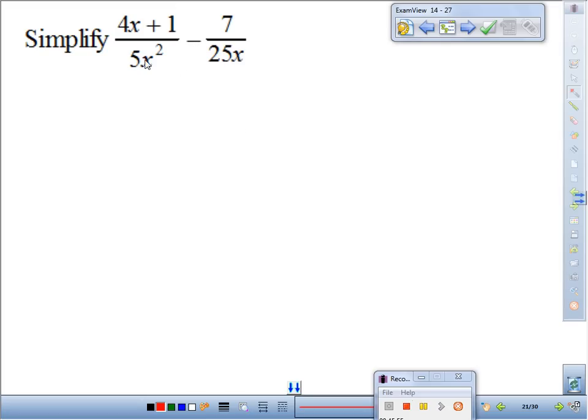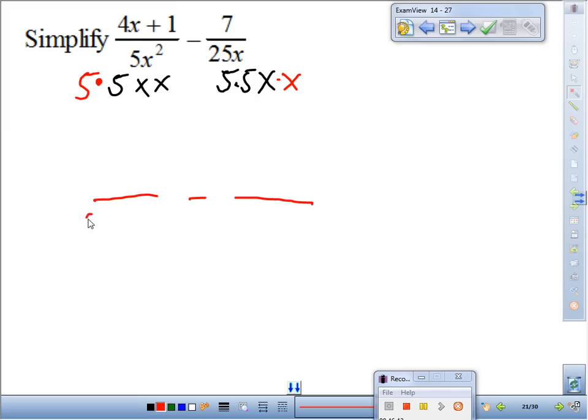So let's see. I'm going to factor this one completely. This becomes, check this out, this denominator is 5 times x times x. This denominator is 5 times 5 times x. By looking at them, look up please. What does this one need that this one has? A 5. And what does this one need that this one has? An x. So my common denominators now are 5 times 5 times x times x. I'm going to write that out like that. 5 times 5, x and x. 5 times 5, x and x.